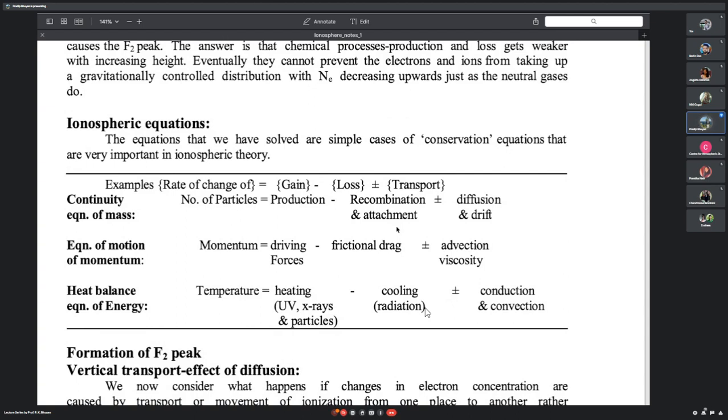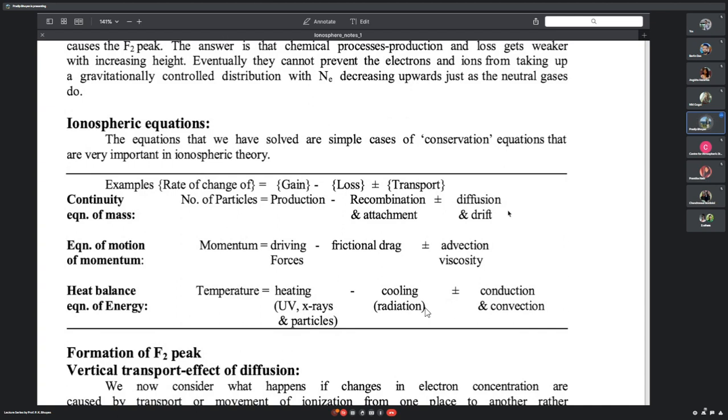Because of that, the number of ions or electrons produced will always change, even if Q and L remain the same. In the continuity equation, the number of ions or electrons is equal to production minus loss. This is recombination and attachment. This is the normal loss which we have so far been discussing, recombination plus attachment. But you have this diffusion and drift.